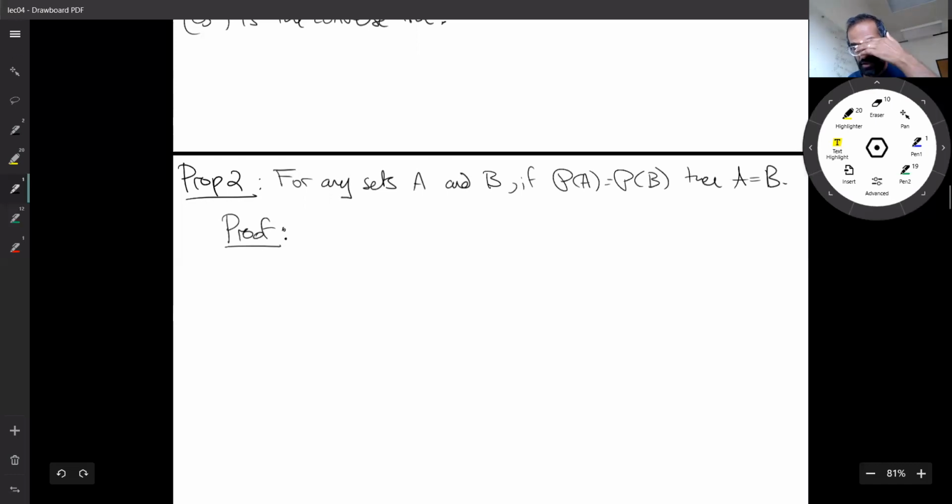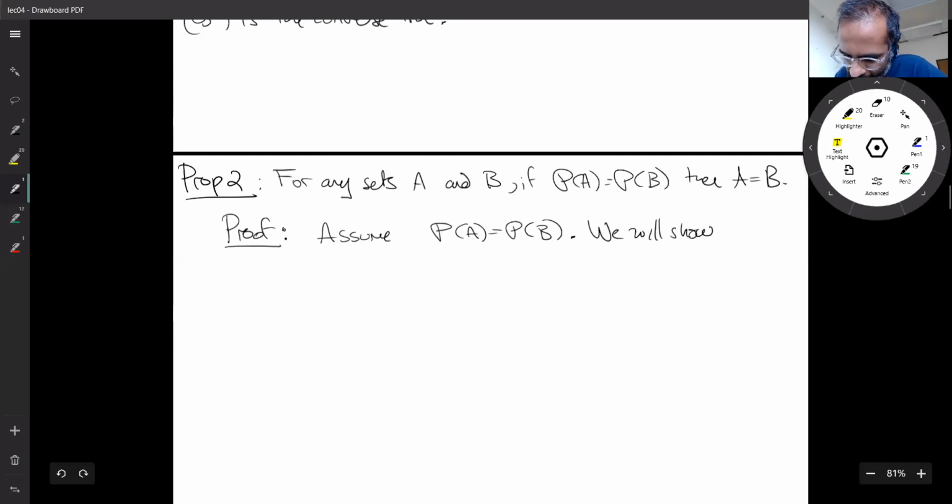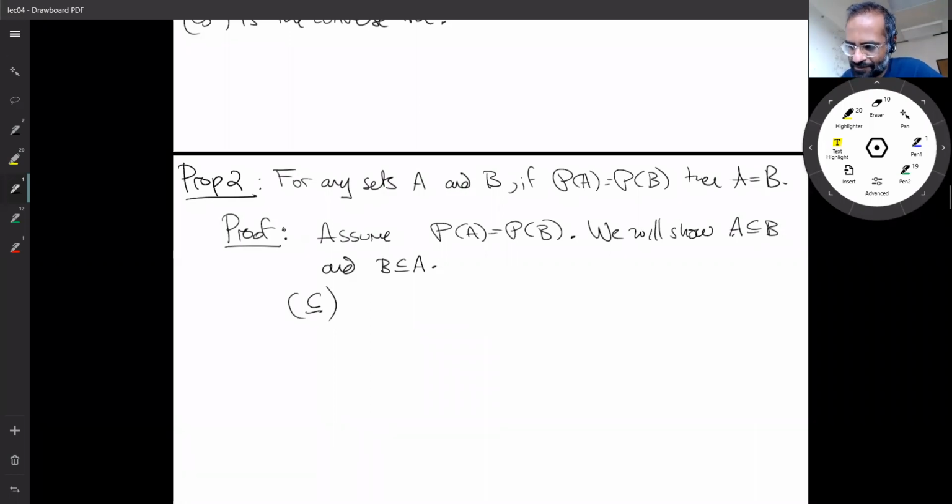Let me write a proof of this. So again, now you have to assume something. So assume the power set of A equals the power set of B. Now again, we will show A is contained in B and B is contained in A. Now, I'm going to show you a notation that's used throughout the mathematical world in this situation because it comes up so often. You just put a parenthesis saying this. This makes it clear that I'm showing the first inclusion. Instead of writing that whole sentence, we will show the first inclusion, you just put this in.